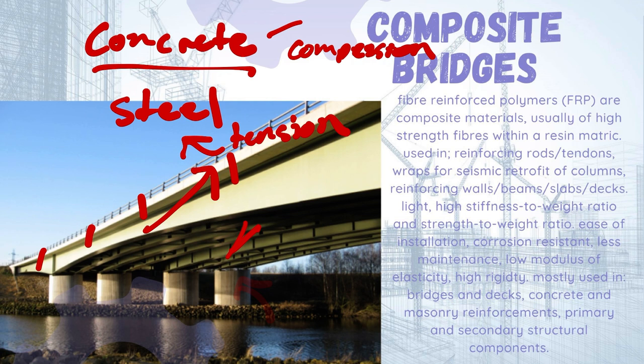You can also see here that the piers are made out of concrete because they're always going to be in compression, and concrete is also able to be submerged in water and set in water, unlike steel, which will be prone to corrosion and rust in water. So the main benefit of composite bridges is that you have the multiplication of the properties of the two materials combining to give more strength.